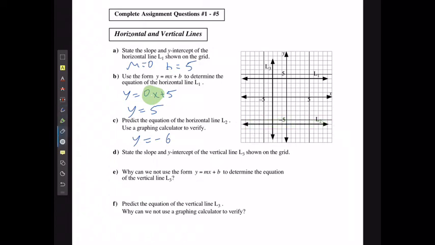For D, state the slope and y-intercept of the vertical line. Well, the slope, we said for vertical lines, because I can't divide by 0, I'm going to just get that error in my calculator, is going to be undefined. The y-intercept does not exist.